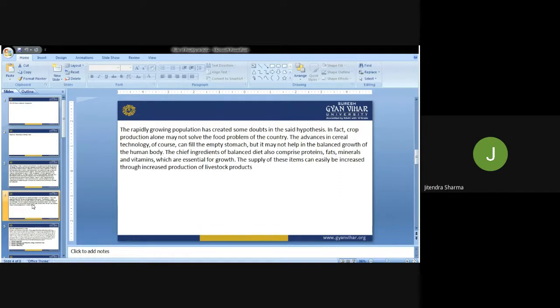We have to fill the stomach with a proper balance, the diet which we have to provide, and poultry and its products can have that potential. They can fill the gap which is there in the nutritional status of the countrymen. The chief ingredients of a balanced diet comprise protein, fats, minerals, and vitamins, which are essential for growth. The supply of these items can easily be increased through increased production of livestock products.